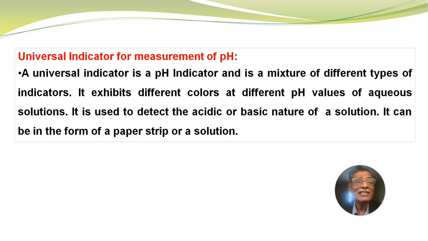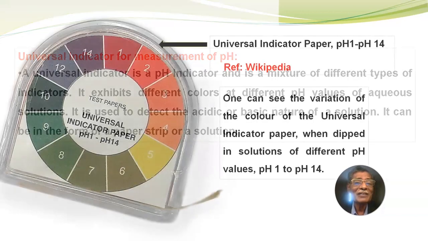Now, let us see the significance of universal indicator for measurement of pH. A universal indicator is a pH indicator and is a mixture of different types of indicators. It exhibits different colors at different pH values of aqueous solutions. It is used to detect the acidic or basic nature of a solution. It can be in the form of a paper strip or a solution.